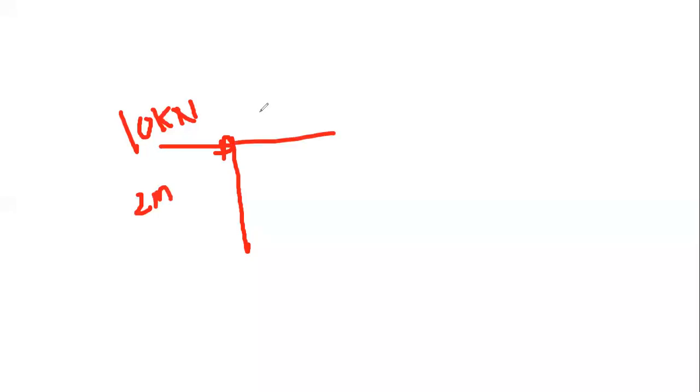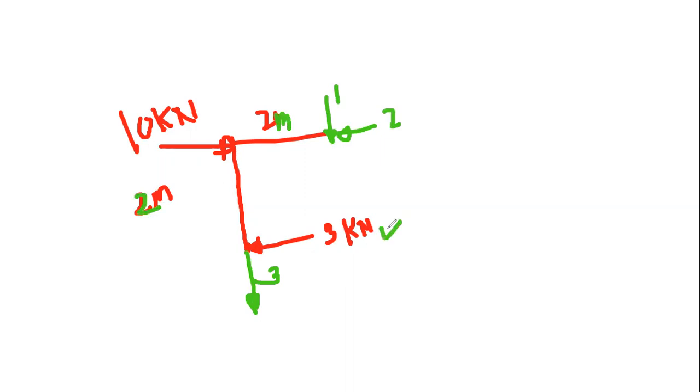Suppose there is one joint. Suppose this load is 10 kilonewton. This is 2 meter. This is also 2 meter. And this is suppose 3 kilonewton horizontal load. And the unknown forces that you have to find out, suppose this will be 1, this will be 2, and this will be 3. So these are three forces we have to find out. Height is 2 meter. This is 3 kilonewtons.